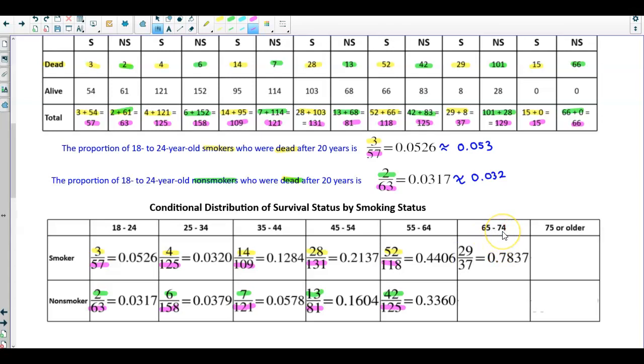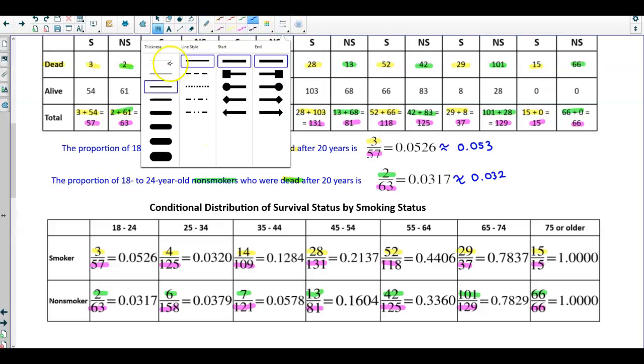The next age group is 65 to 74. We have smokers who were dead, 29 out of the total in that column, which is 37, which gives us 0.7837. And for the non-smokers of that age group, it's 101, divided by the total of non-smokers in that column of 129, gives us 0.7829. And then for the last one, 75 years or older, for the smokers we had 15, divided by the total of that column of 15, which gives us 1. And then for the non-smokers, we had 66 that were dead in that column, divided by the total, which is 66, which gives us 1.0.